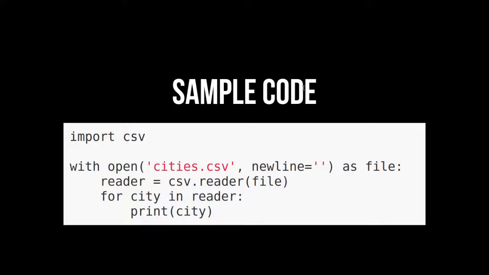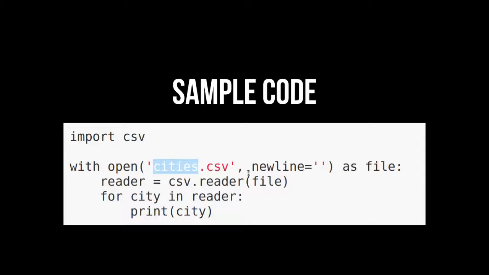So here is some sample code. First of all, we import csv, and then we open a file. This file is just named cities.csv. It's this data, but in a file. We open it as a file, and now here's the important part. We call csv.reader and give it the file. That's going to return what we're going to be calling a reader.